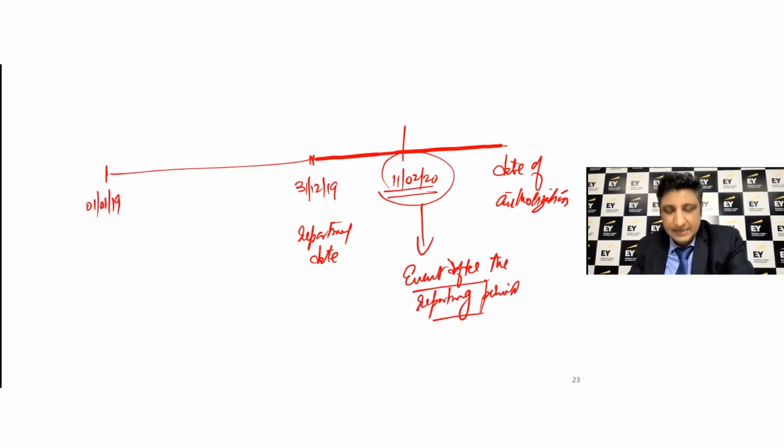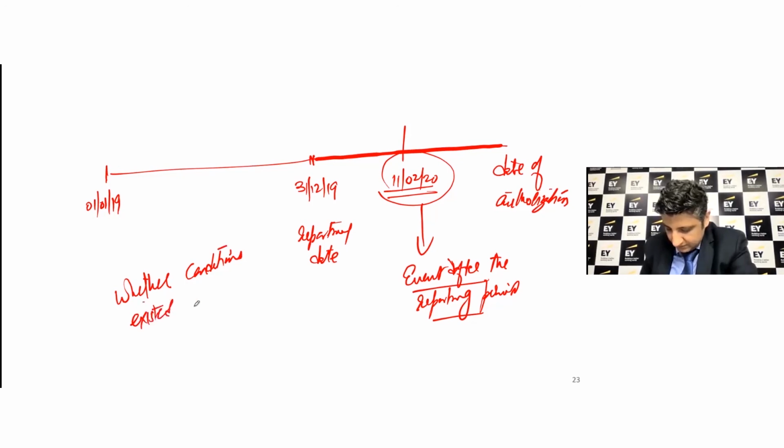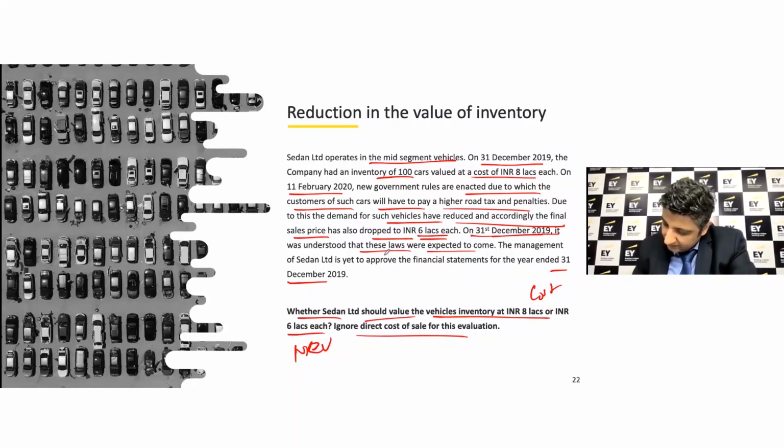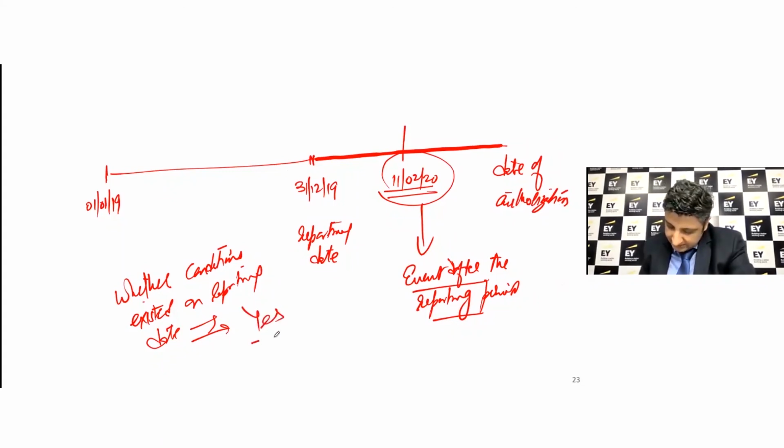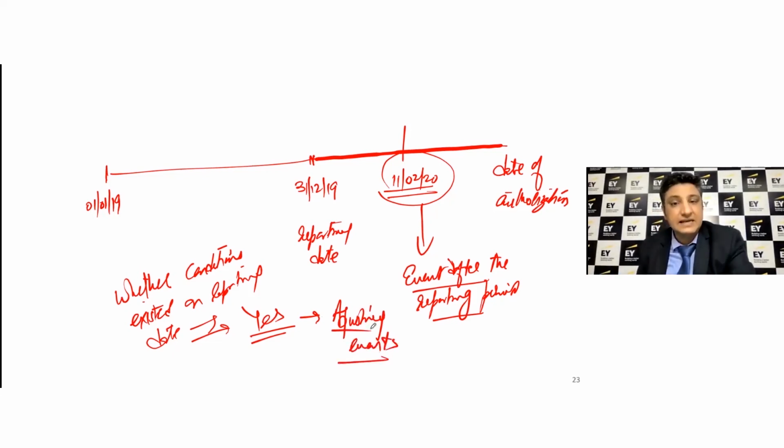The second question now is whether the conditions existed on the reporting date about such event. We have been told that it is understood that such laws were expected to come. This was known on 31st of December 19 itself, which suggests, of course, yes, the conditions existed on the reporting date, and accordingly, these events would be referred to as adjusting events.